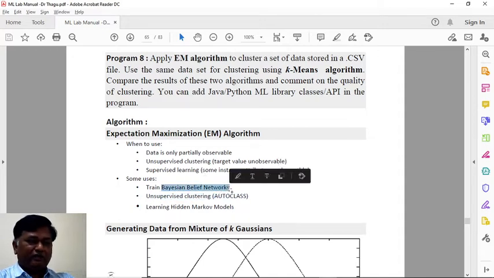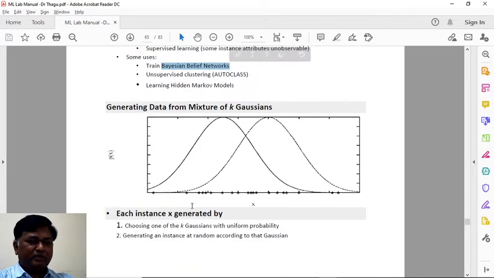Bayesian belief model we have already seen in the lab. It takes a set of data. There, if you have partially observable data, you can apply EM algorithm. So what is this EM algorithm? We will see. It takes two Gaussian distributions, two means. It combines these two means and identifies the data. For example, this data will be taken by combining these two normal distributions.